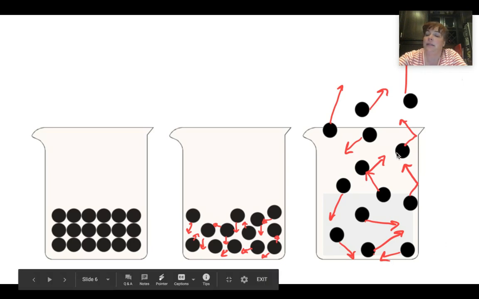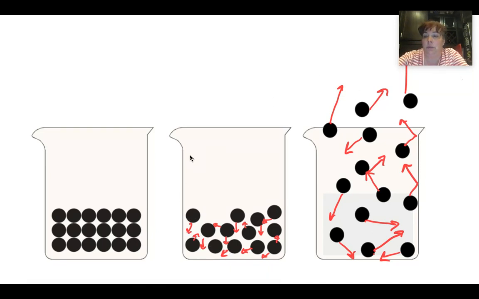They're hitting the sides of the container. They're hitting off each other. They're going out of the container. This one has its own form. This one takes on the form of the container. And this one doesn't even care. Okay, if it's open, it goes into it.